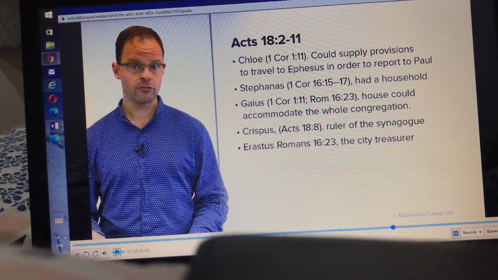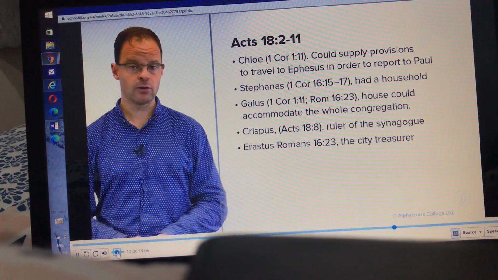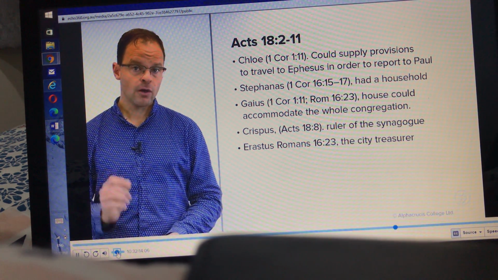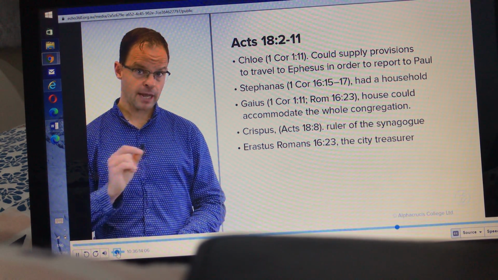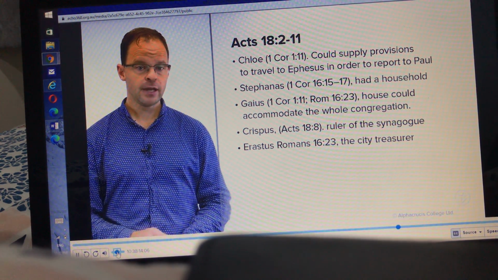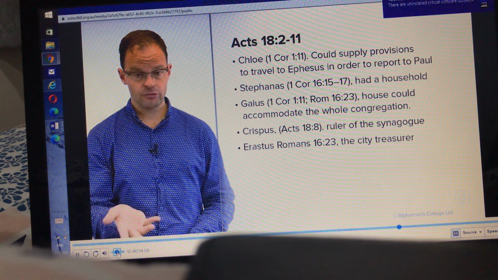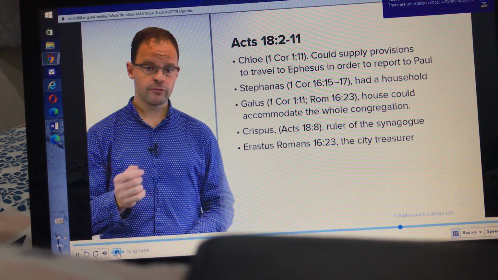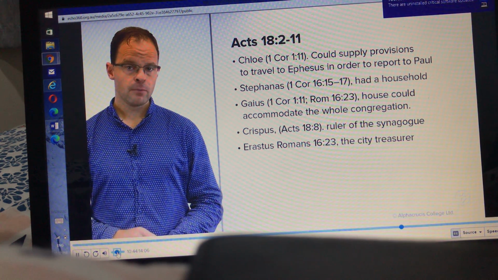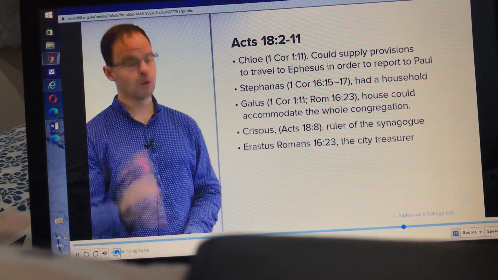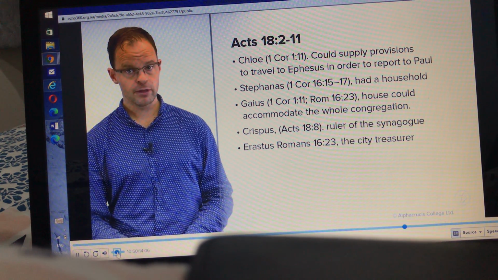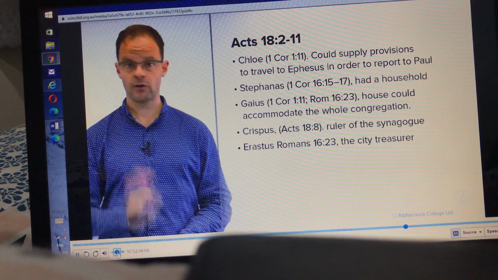Obviously has a big enough household for some of the Christians there in Corinth to be able to meet in. Gaius is a particularly important one. We actually meet him a couple of times. 1 Corinthians 16, who had a household, but also in Romans 16:23. Paul wrote Romans from Corinth, specifically from the house of Gaius.